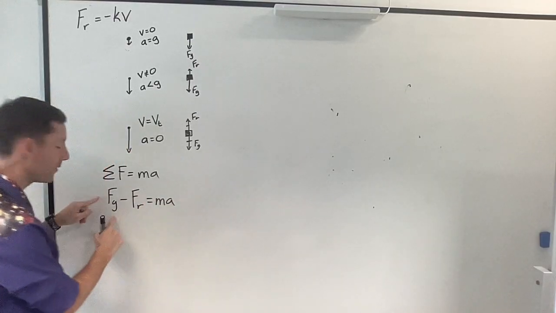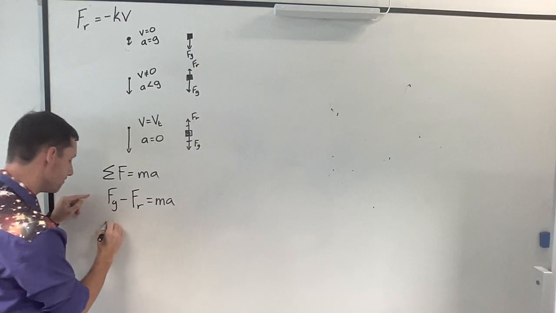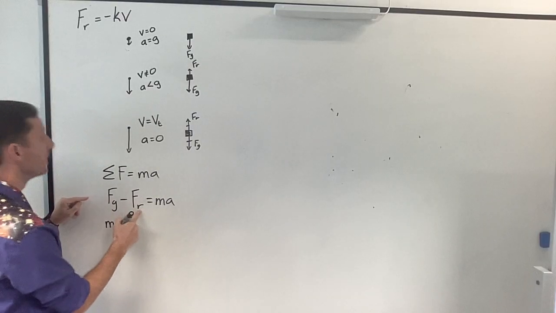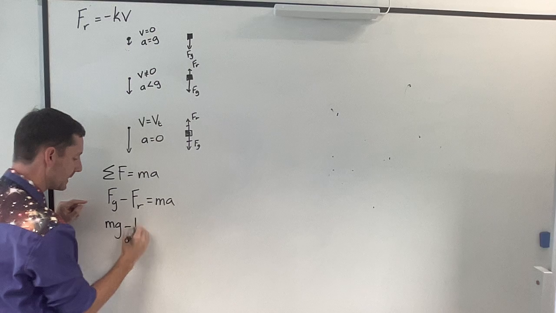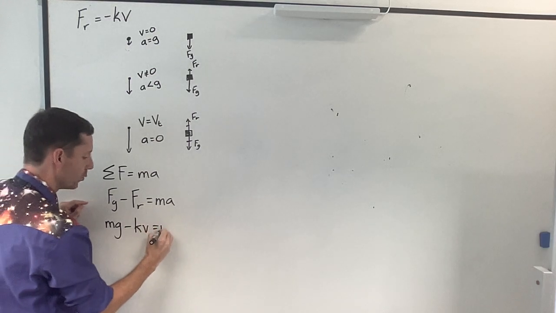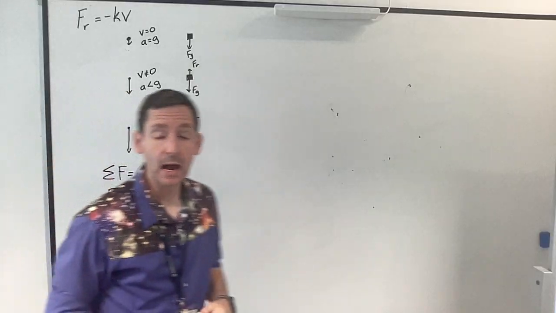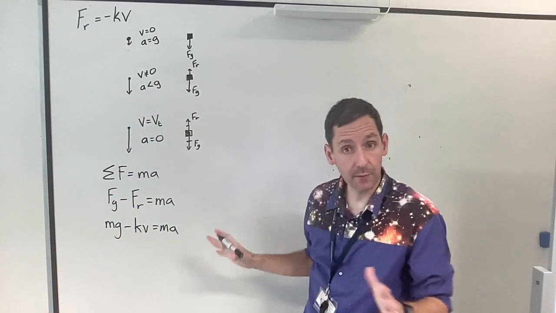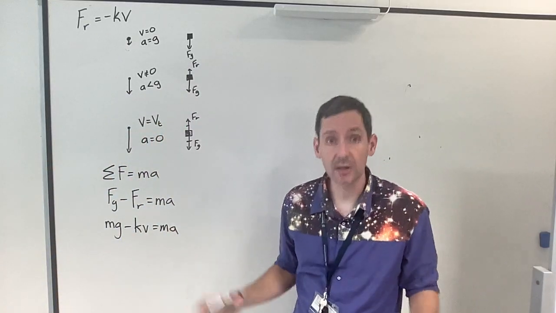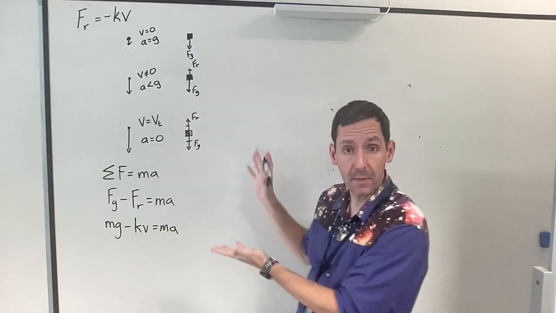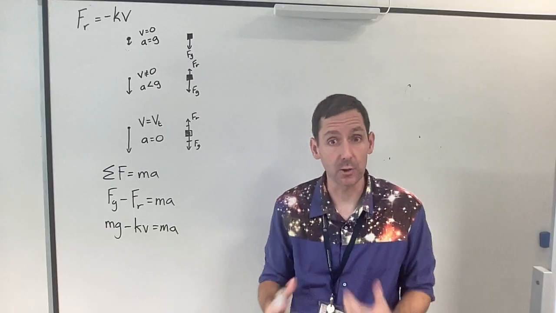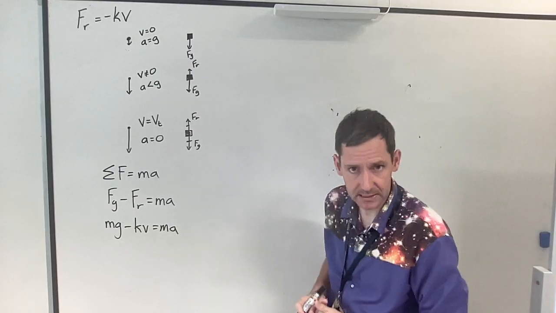Okay? Now we know the force of gravity is mg. The resistive force is kv, which should be equal to ma. All right? Now, at this point, all of that you should be comfortable with, right? None of that is too weird. None of that is too crazy. This all makes sense with what we've learned about Newton's second law. I haven't even used any calculus yet.